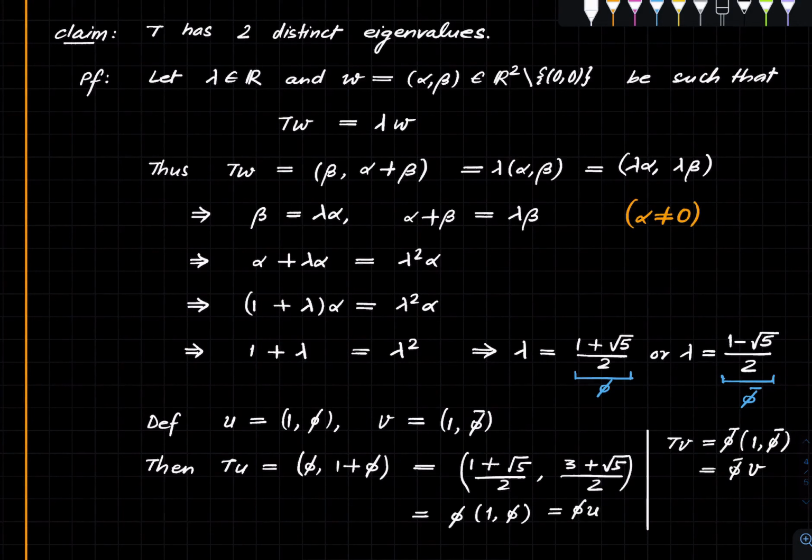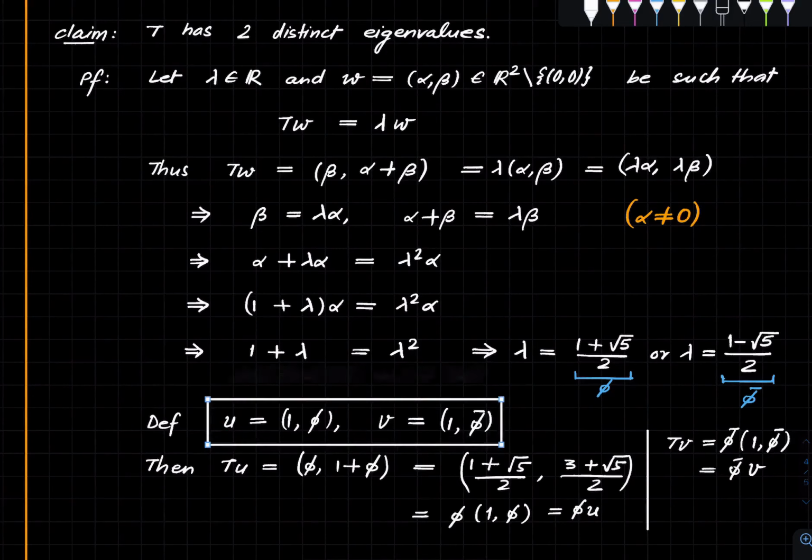So the upshot is, indeed, phi and phi bar are the two eigenvalues. We cannot have more eigenvalues because eigenvectors corresponding to distinct eigenvalues are linearly independent. We cannot have more than two eigenvalues anyway, although that was also clear from this argument. And we have found the corresponding set of eigenvectors. So the upshot of this exercise is that you should remember these two things, and remember this fact that TU is phi U and TV is phi bar V. Okay, now we will proceed.